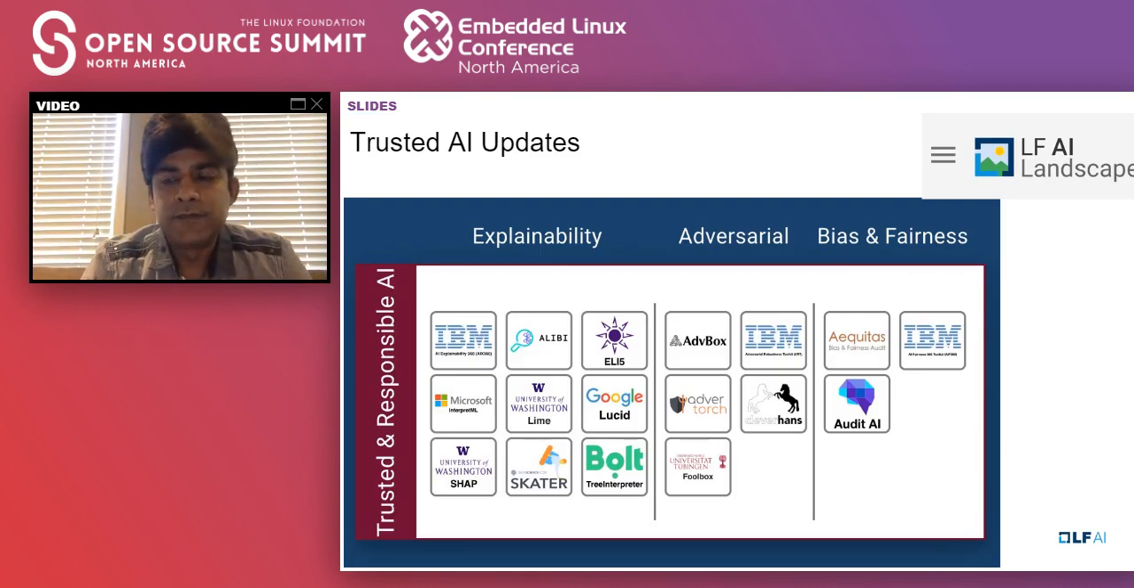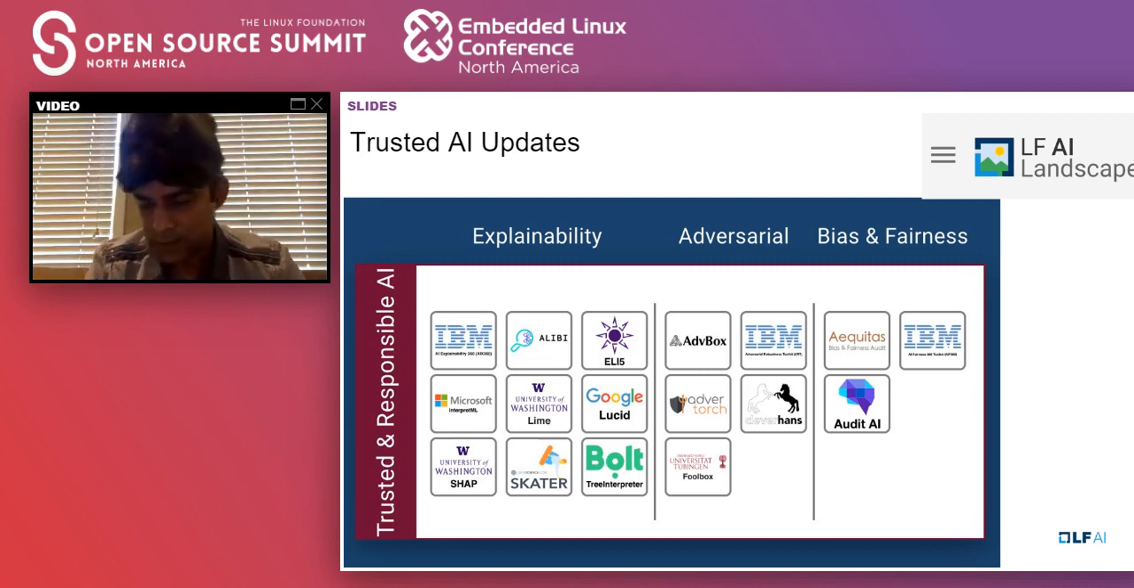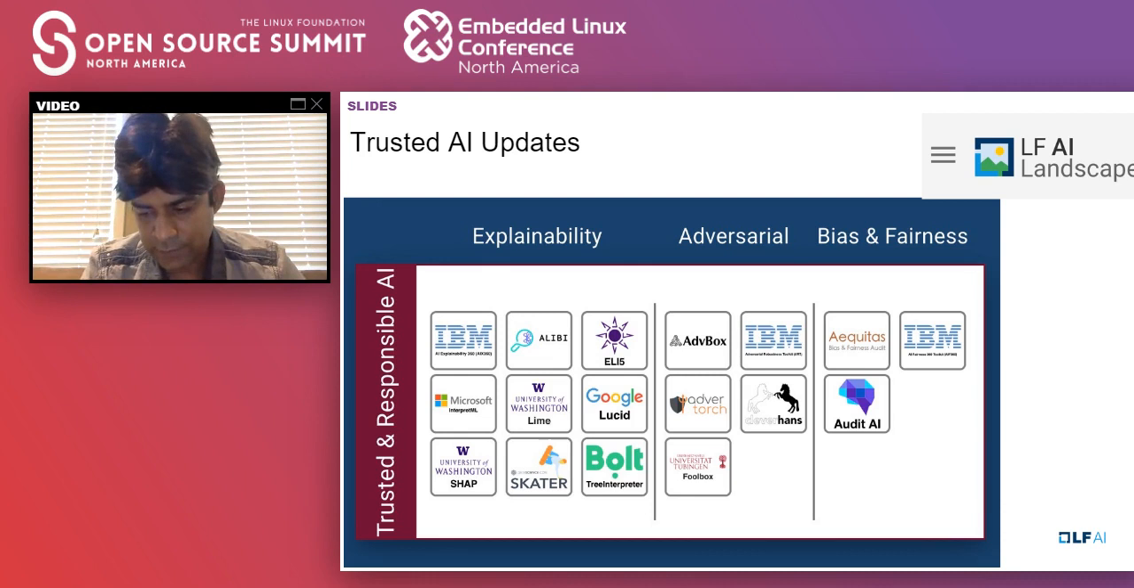One of the first activities the Trusted AI Committee helped the LFAI landscape with was looking at the projects playing into this space. What are the projects in the explainability space? What are the projects in the bias and fairness space? What are the projects playing into the adversarial space? And enlisting them there. For example, if a lot of you are using TensorFlow, you are probably aware of TensorFlow CleverHans, which plays into the space of adversarial AI so that you can detect whether your models are vulnerable to adversarial attacks.